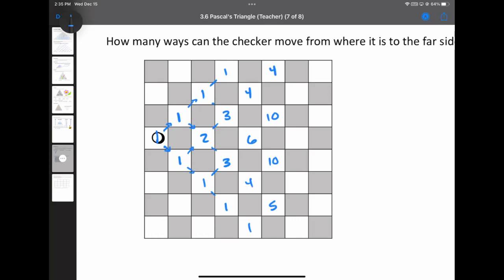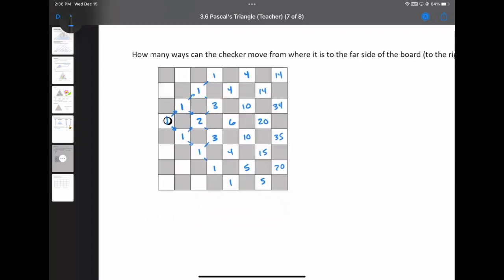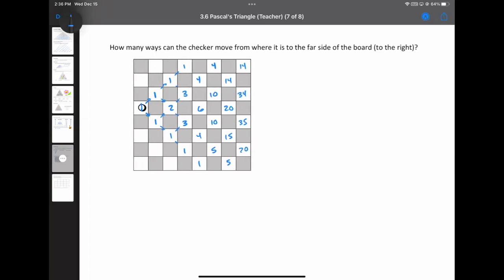For our next column, we get 14, 20, 15, and 5. And for our last column, there's only 14 ways to get up there. There are 34 ways to get there, 35, and 20. And so the total number of ways to get from one side of the board to the other is 14 plus 34 plus 35 plus 20, which is 93, I believe.